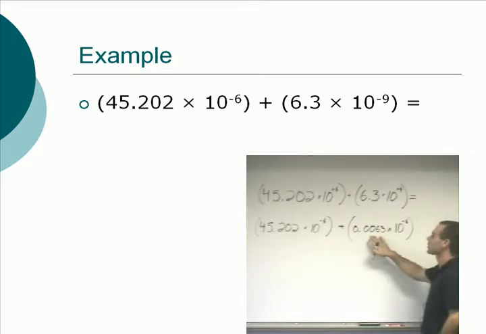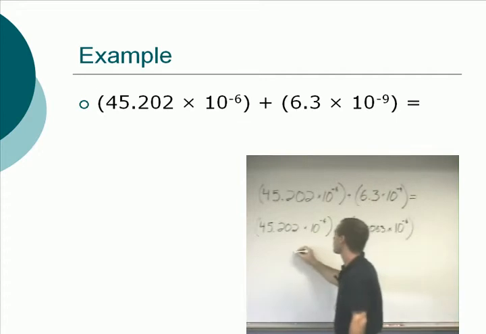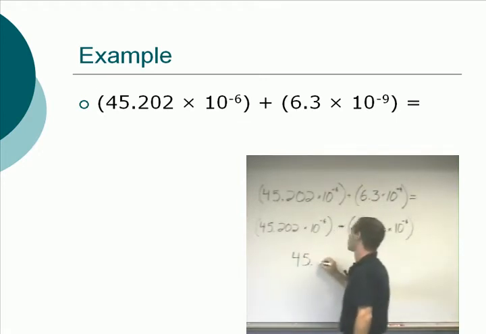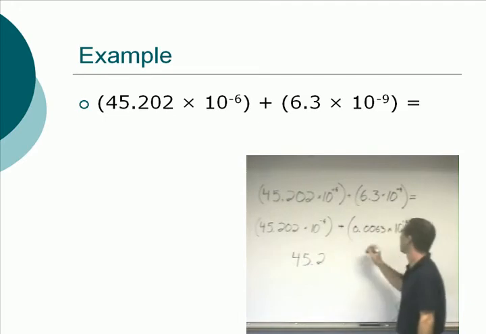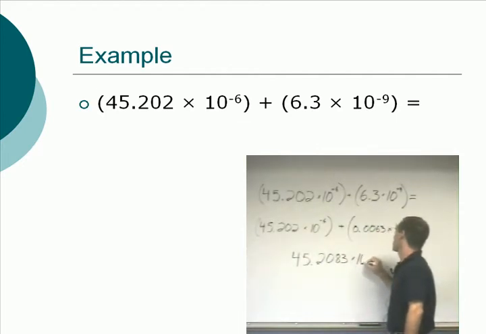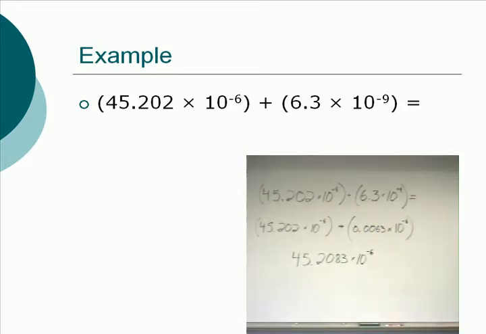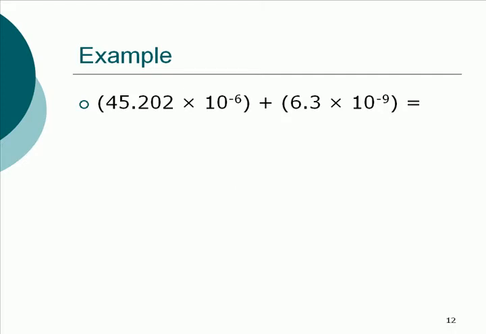45.202 plus 0.0063. Again, we're going to assume that these are exact values. Technically, we'd be limited to 3 decimals, but in sticking with your text and what's practical here, we'll add those. Let's see, that's 45.2083. And we keep the power of negative 6. Now ask yourself, is that an engineering notation? Yeah, it is, so we're done. Great.